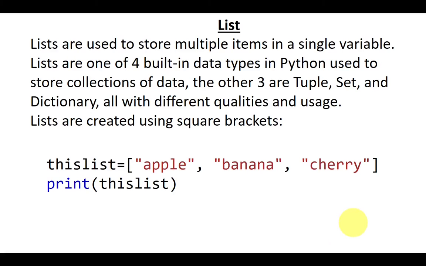Lists are created using square brackets. So right here we have a square bracket opening it and a closing one surrounding our values. The values we have inside our list are strings, and they have quotation marks around them.